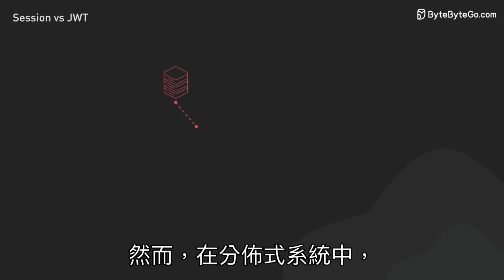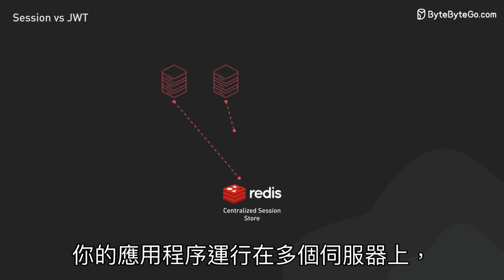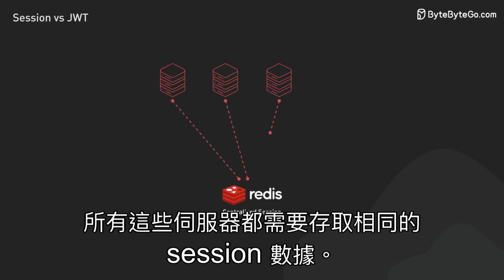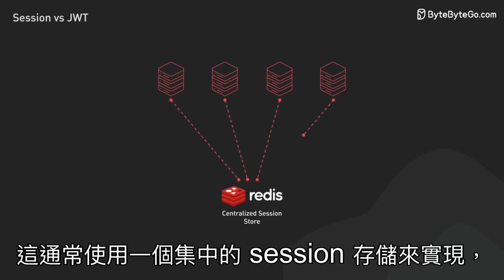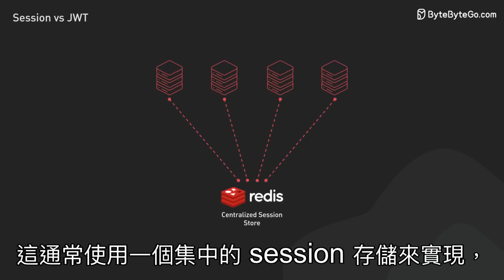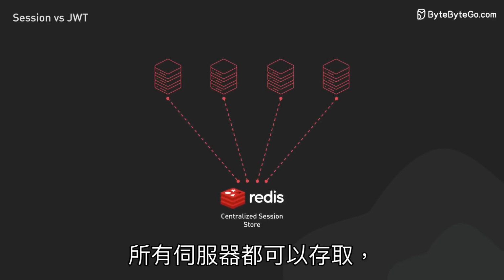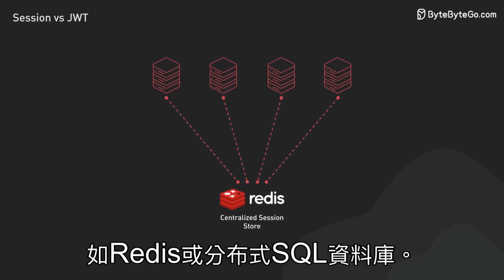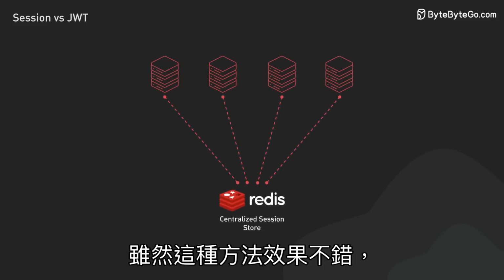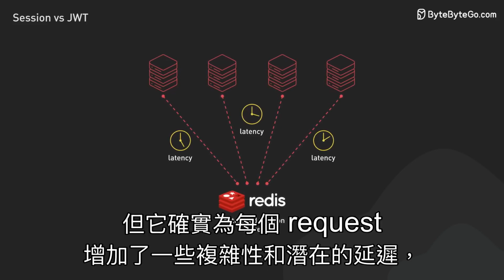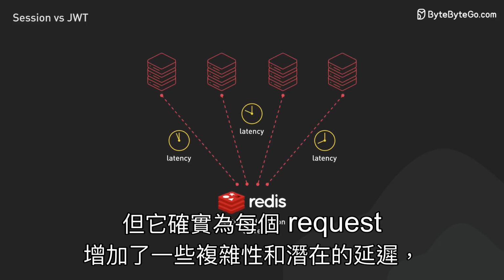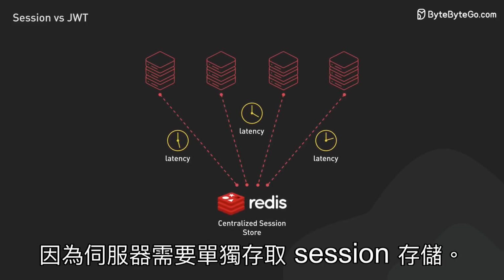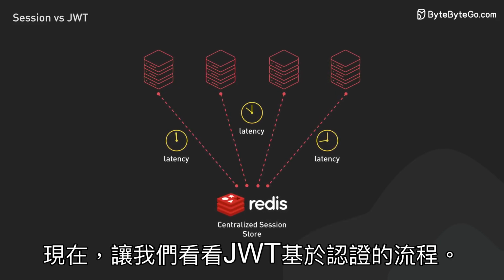However, in a distributed system where your application runs on multiple servers, all those servers need access to the same session data. This is typically achieved by using a centralized session store that all servers access, like Redis or a distributed SQL database. While this works well, it does add some complexity and potential latency to each request, as the server needs to make a separate trip to the session store.